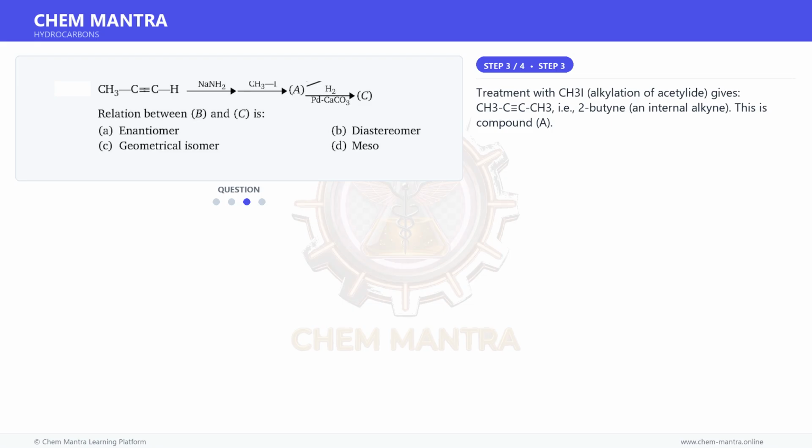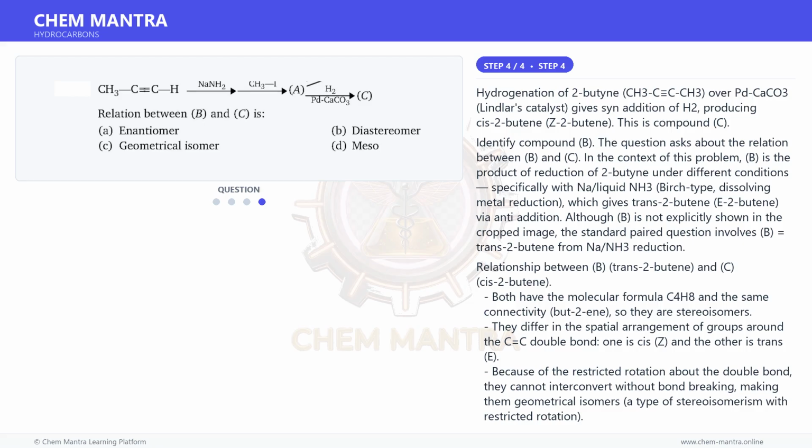This is compound A. And for the final step, hydrogenation of 2-butyne, CH3C≡CCH3, over Pd/CaCO3, Lindlar's catalyst, gives syn addition of H2, producing cis-2-butene, Z-2-butene. This is compound C. Identify compound B. The question asks about the relation between B and C.